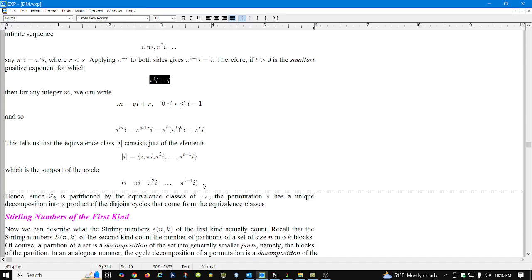Now, there's 2 points here. That's one of them. But the other one is that the equivalence classes of this relation, which is right connectedness, partition Z sub k, which means all of these cycles, their supports partition Z sub k, the underlying set. So pi is a product of these cycles. The product of these cycles contains all of the underlying set.